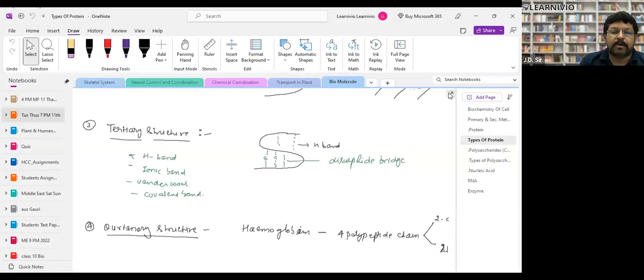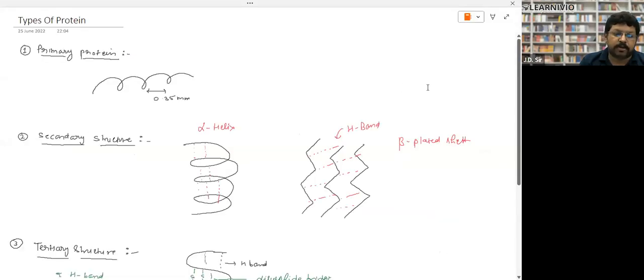Look, there may be primary protein, secondary protein, and tertiary protein, right? Try to understand. Then you have to put the heading types of protein. Look, primary protein: there is a single helical chain, and the length of a whorl may be 0.3 nm, nanometers, right? So this is primary protein. There will be a single chain, right?